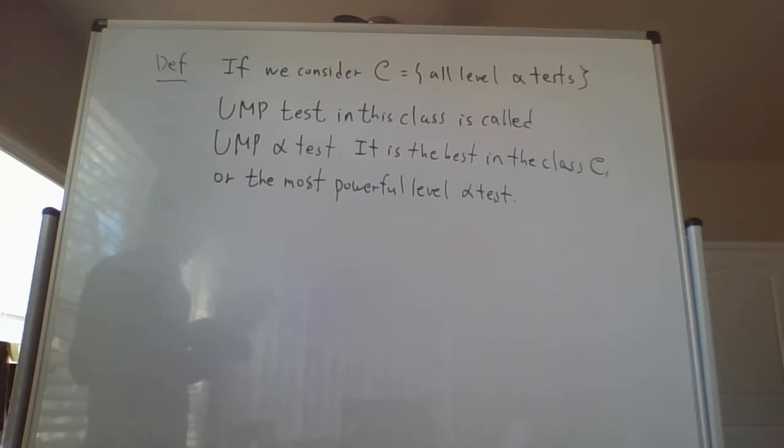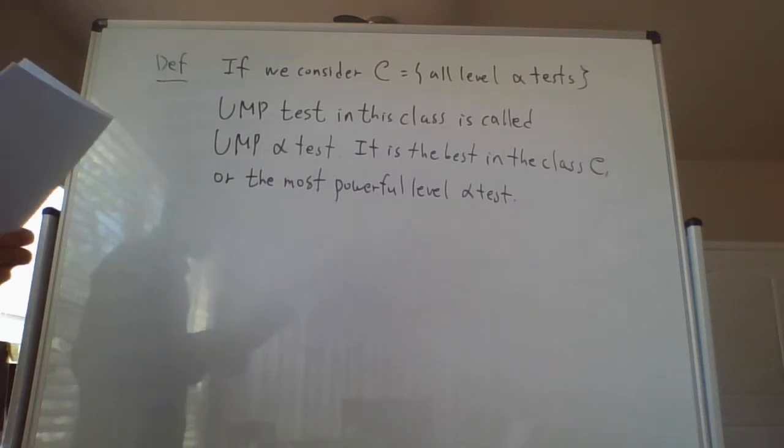alpha test? So first we would like to consider the simple hypothesis, where H0 is theta equal to theta 0 versus H1 is theta equal to theta 1. So the null and alternative hypotheses are based on individual values of theta. And then for a simple hypothesis, the UMP level alpha test always exists.